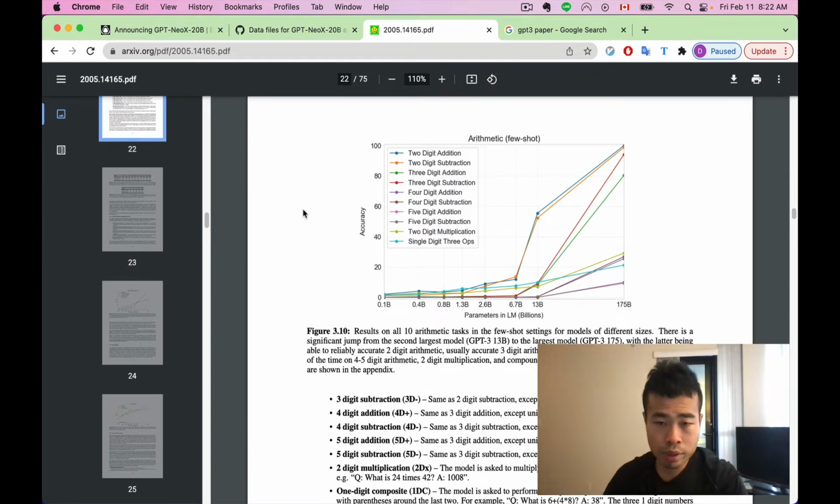According to GPT-3's original paper, the largest GPT-3 can only do very limited arithmetic for high digit counts. For single digit three ops, the accuracy is under 20. Two digits is easier; the largest GPT-3 can almost do 100%. But if you increase to three digits, its accuracy drops a lot, and it kind of crashes after four digits. Four digit arithmetic is around 20-30% accuracy.